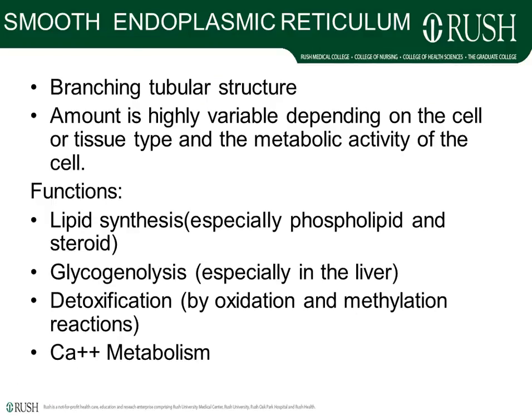There's another kind of endoplasmic reticulum called smooth endoplasmic reticulum. And this is more of a branching tubular structure that contrasts with the sheet-like structure we saw in the rough endoplasmic reticulum. The amount of smooth ER is very variable depending on the metabolic activity of the particular cell you're looking at and depending on the tissue type that you're in.